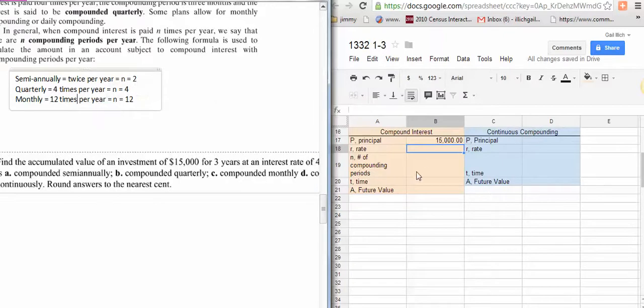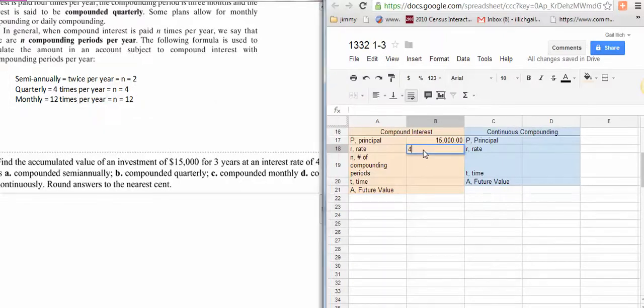Okay, the rate right here, 4.5%. Okay, the number of compounding periods for the first one, it's semi-annually, so that's going to be a 2. And the time is 3 years, so that's going to be a 3.